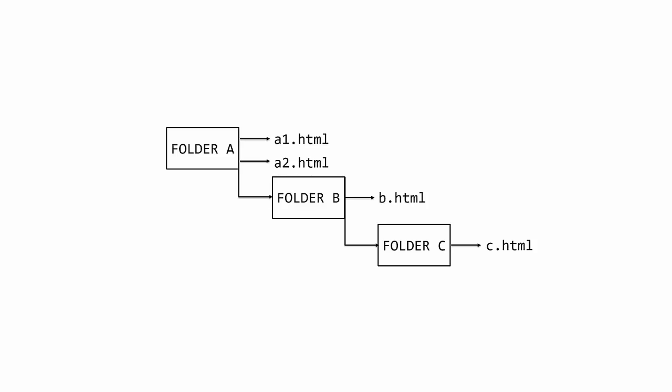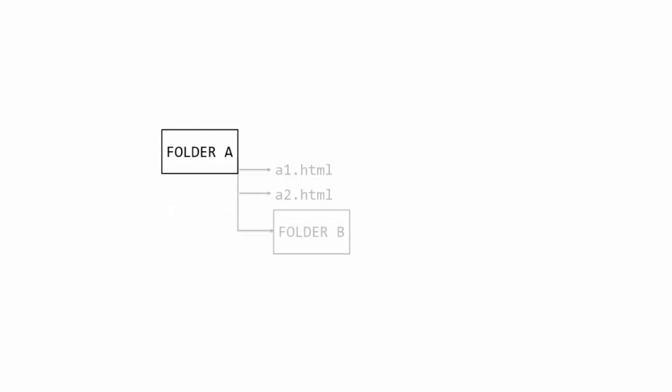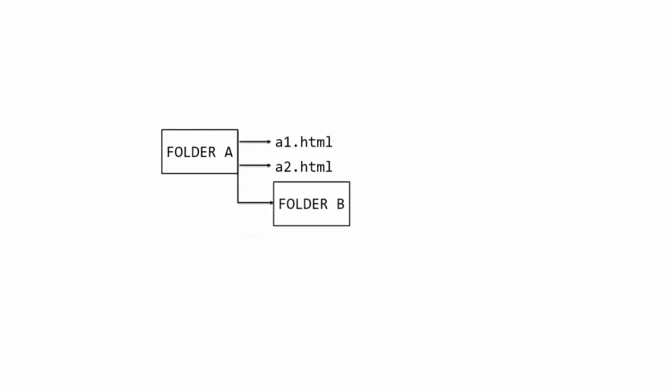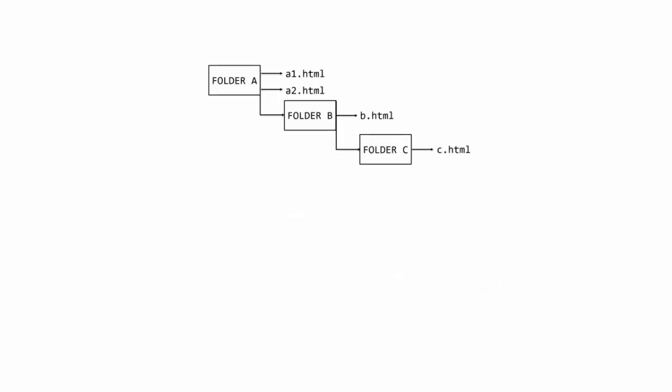In this example, the root directory has the following structure. Folder A contains a1.html, a2.html and folder B. Folder B contains b.html and folder C. Folder C in turn contains c.html. To refer to another page from the same directory as the referring page, the reference can be simply the name of the file. For example, if you want to link a1.html from a2.html, you would use the name of the page as the href value like this.